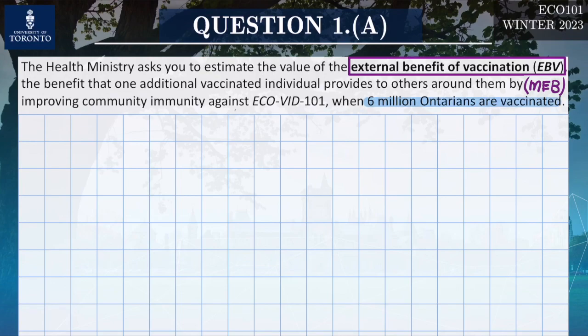So we want first the marginal societal benefit from vaccination, which we call the social benefit of vaccination. And we know that this is the sum of the private benefit of vaccination, so the marginal private benefit. And to that, we need to add also the value of the external benefit, this positive externality, which we call the external benefit of vaccination. So we're saying marginal societal benefit is equal to marginal private benefit plus marginal external benefit. And the value that we want to find is the marginal external benefit of vaccination when 6 million people are vaccinated.